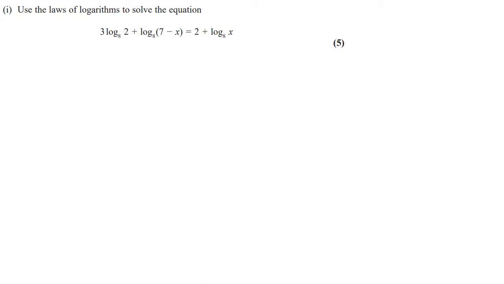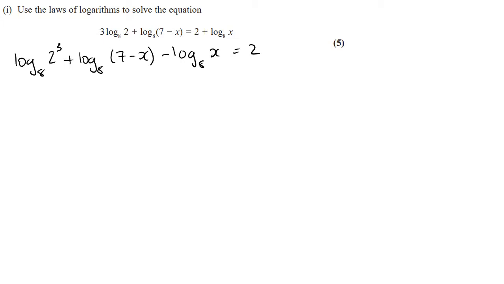So the first thing you need to do is the power rule. These are all log to the base 8. So it's going to be log 8 of 2 cubed plus log 8 of 7 minus x, and I'm going to bring that plus log 8x over as well, so that becomes minus log 8x equals 2. So everything on the left hand side has a log, everything on the right hand side is a singular number. Next thing would be the multiplication rule.